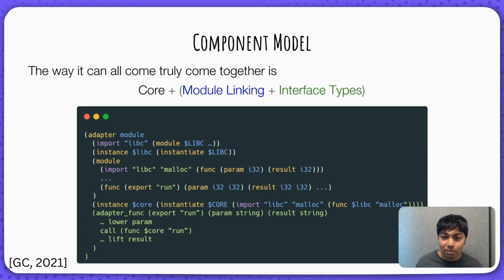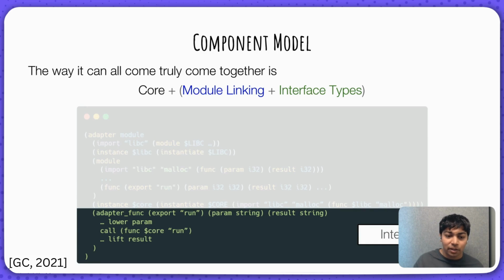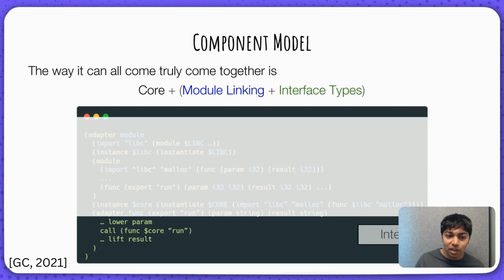Here's the same example again. And if you take a look at this part of the code, we have some interface types. We have this adapter function. We tell what to export, what the parameters of it are. Looks very similar to the interface types we just discussed. So this is the part about interface types.